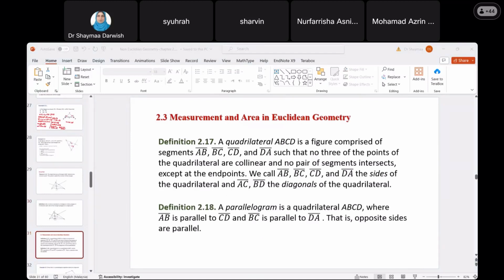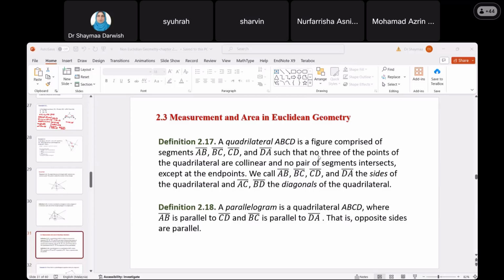Measurements and area in Euclidean geometry. Now we will talk about the parallelogram and the area of the parallelogram, the theorems of the parallelogram. We know that a triangle has 3 non-collinear points and 3 sides. So if I need to give a definition for quadrilateral ABCD, I should have 4 points and 4 segments, AB, BC, CD, DA. The condition is that these 4 points and 4 segments form a quadrilateral.